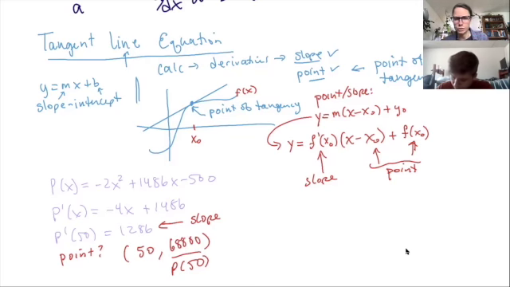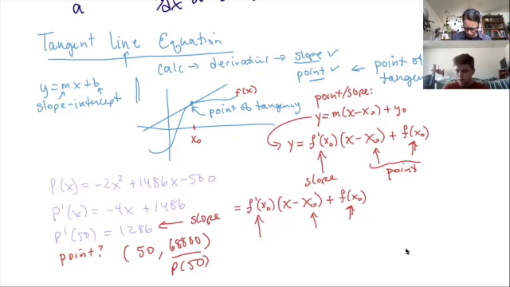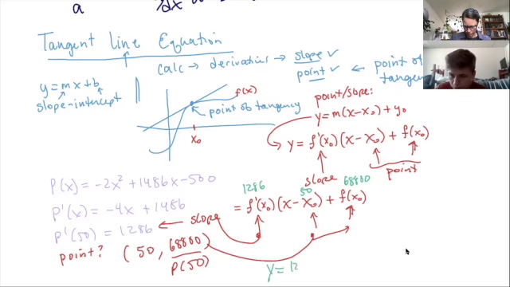So assuming I did the computations right, that should work out. Okay, and so then I need to do exactly this piece right here, but I have to just plug in these numbers. So the slope is going to go here and the point goes there. So I end up with, see, this will be the 1286. This will be a 50, and this will be the 68800. So my tangent line equation would be 1,286 times x minus 50 plus 68,800.